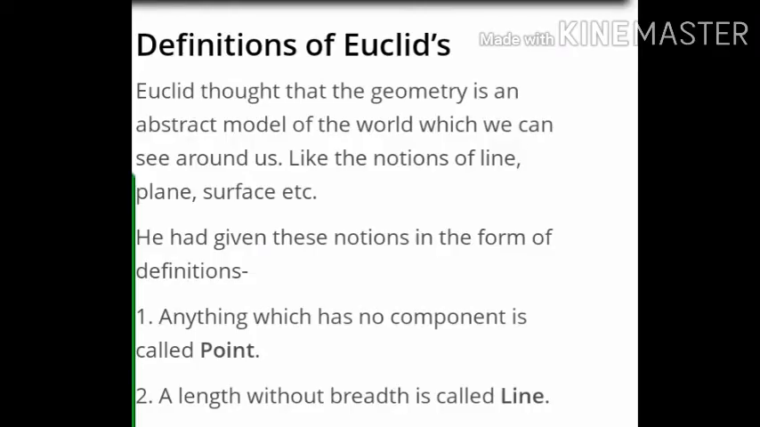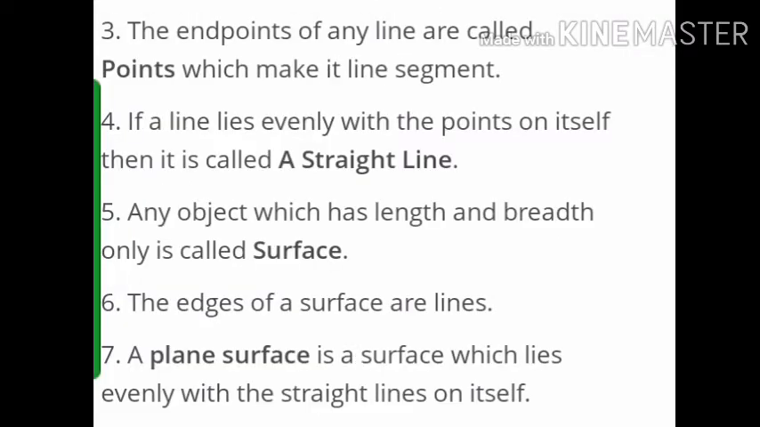Definitions of Euclid's. Euclid thought that geometry is an abstract model of the world which we can see around us, like the notions of line, plane, surface, etc. He had given these notions in the form of definitions. The first one, anything which has no component is called a point. Second one, a length without breadth is called a line. Third, the endpoints of any line are points, which make it a line segment.